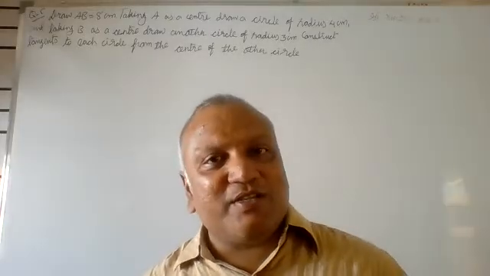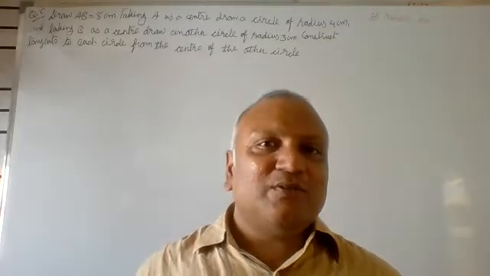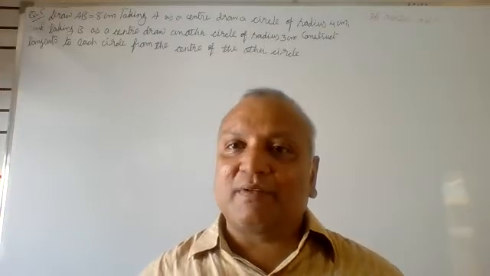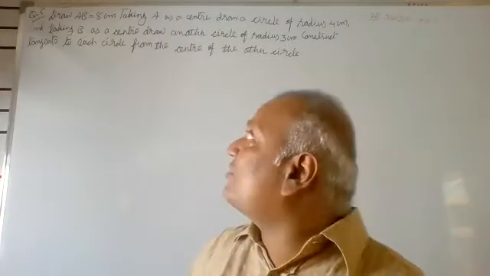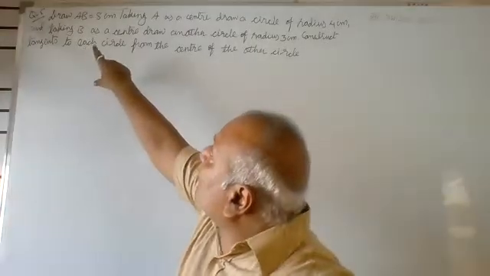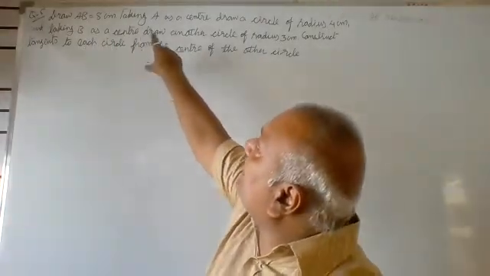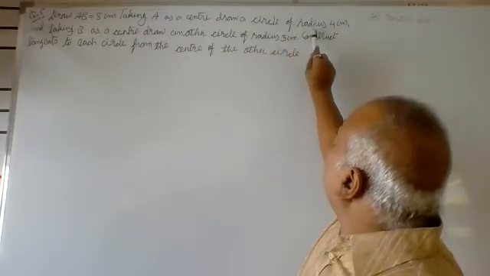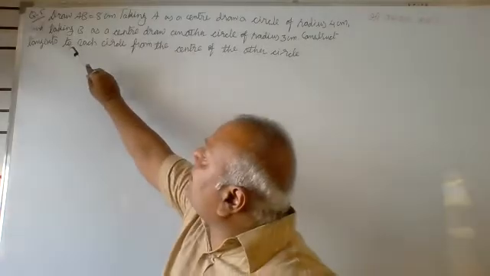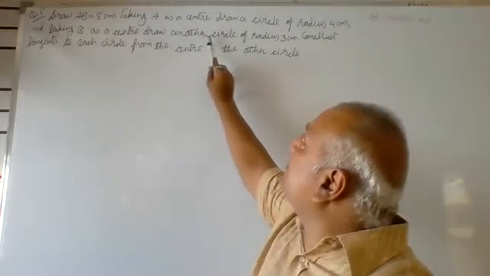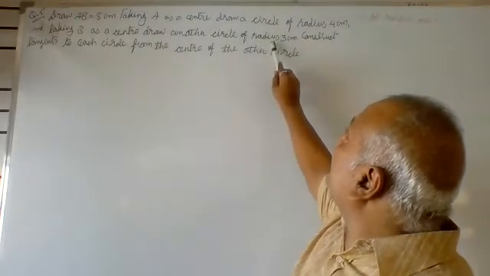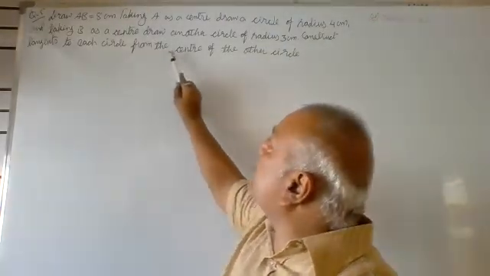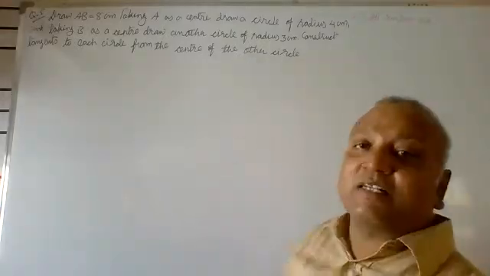Construction is one of the parts of mathematics and its question paper. Now here I am with a new question. It is question 5. Draw AB equal to 8 centimeter. Taking A as a center, draw a circle of radius 4 centimeter, and taking B as a center, draw another circle of radius 3 centimeter. Construct tangents to each circle from the center of the other circle.